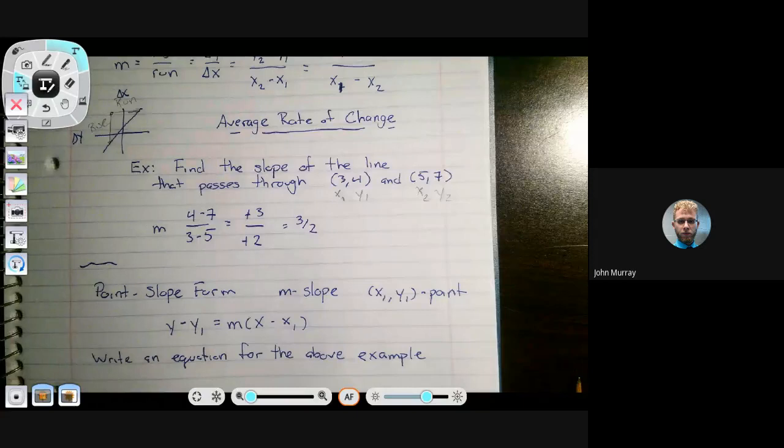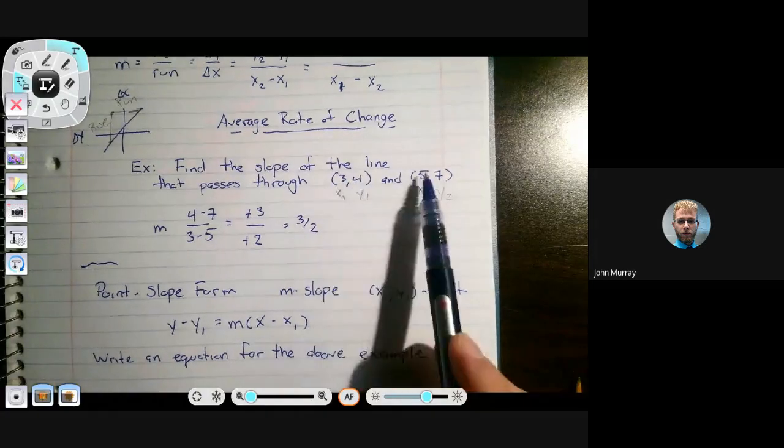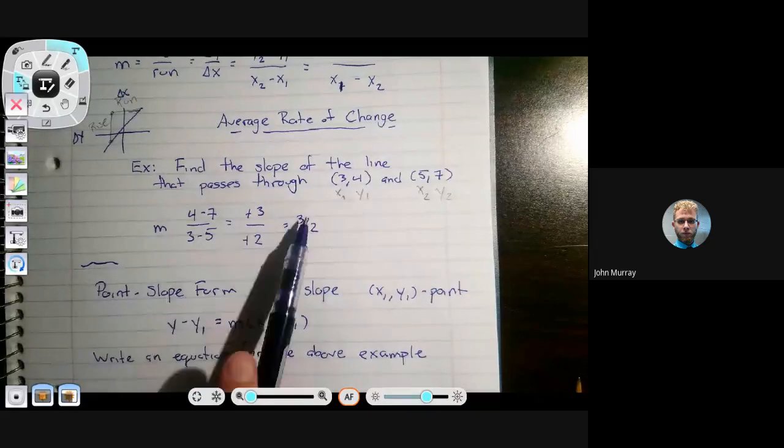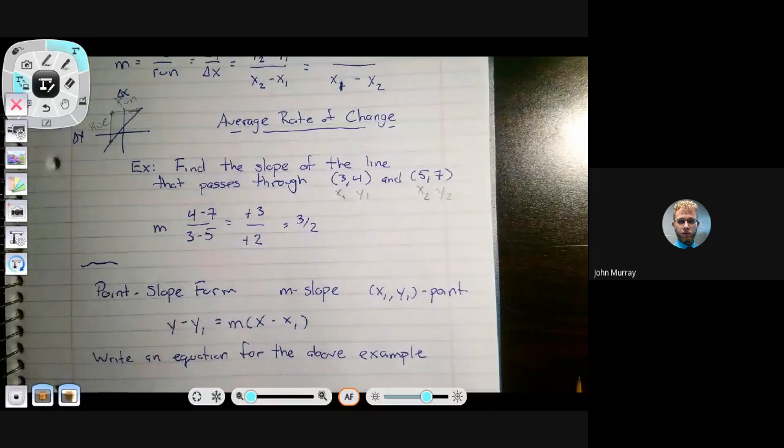All right, so I have my 2 points, (3, 4) and (5, 7), and I have my slope. Slope was 3/2. So now, this is up to you. What point do you want to use? Do you want to use x1, y1, or x2, y2? I'll let you guys pick, whoever says something first. x1, y1. All right, so let's use (3, 4).